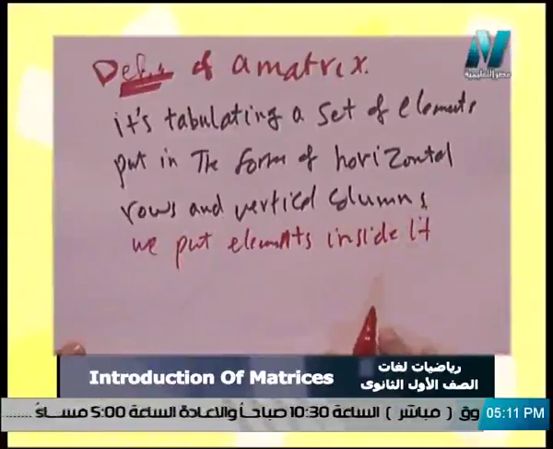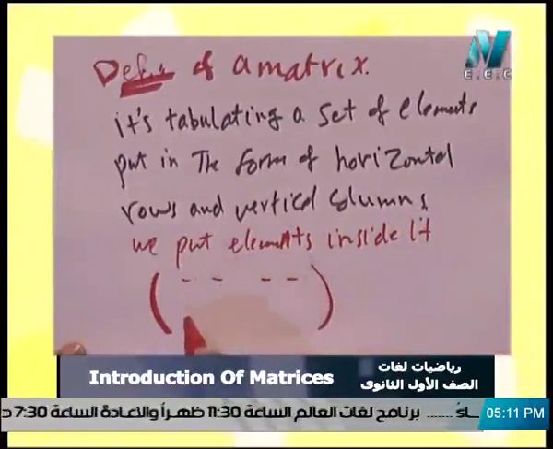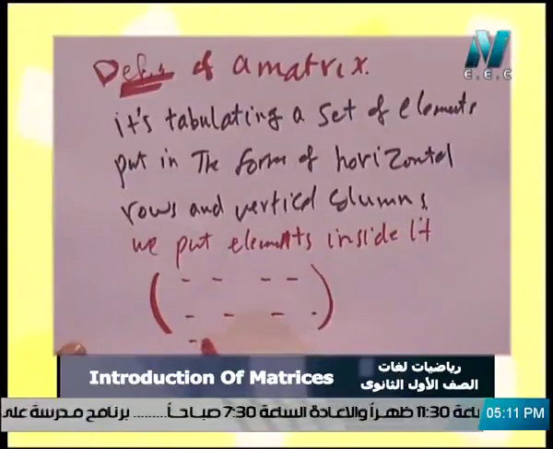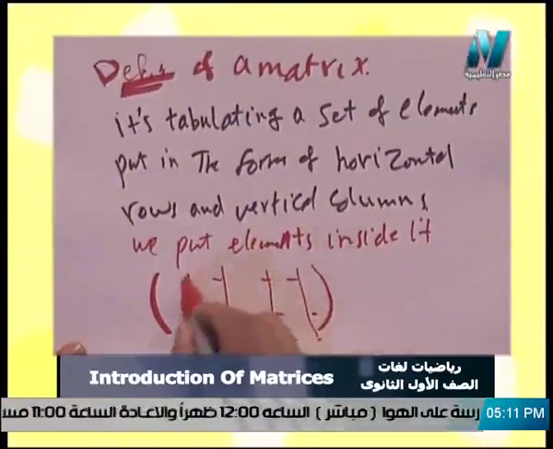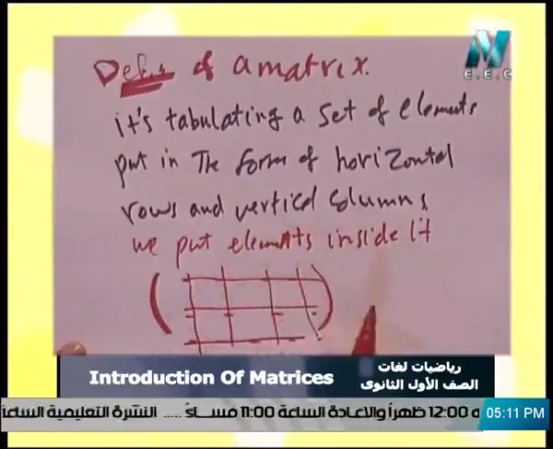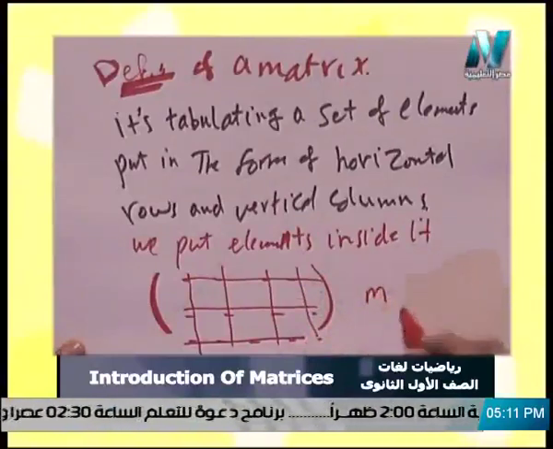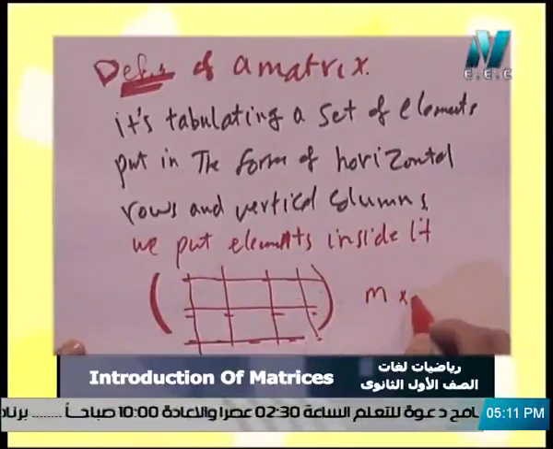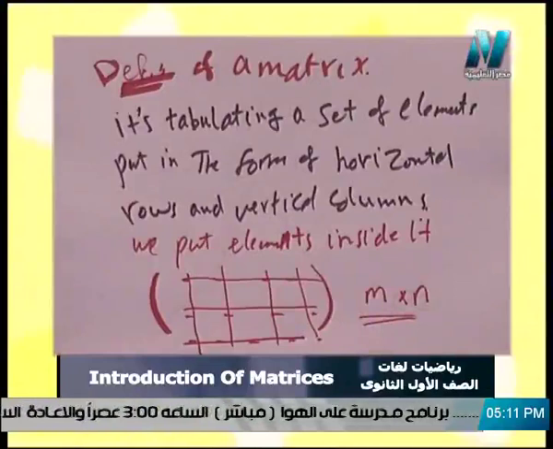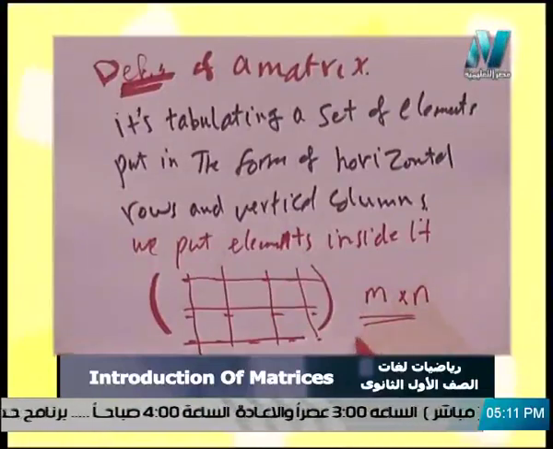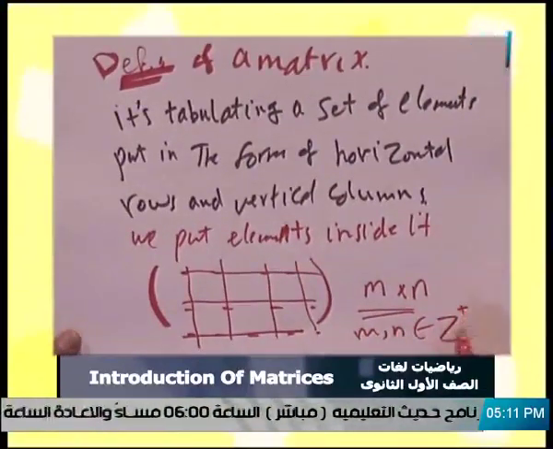Okay, we write it as this shape. We have a row here and another row. We can write a third row. Okay, and we have columns. We have rows and columns. The number of rows is called M, and the number of columns is N, so its order is M by N. M and N belong to Z positive.